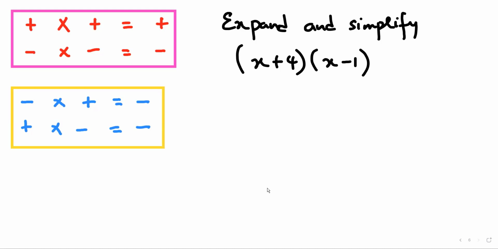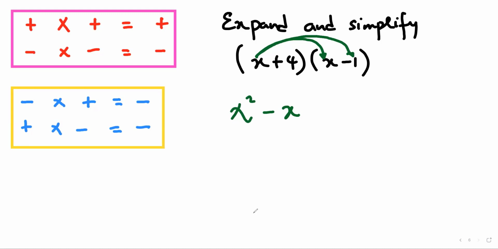We're going to expand it the usual way we do, but we have to be a little careful with the minus. So let's go. x times x, what's it going to be? x squared. Next, x times minus 1, because it's minus 1 here. Minus 1x, or just minus x.